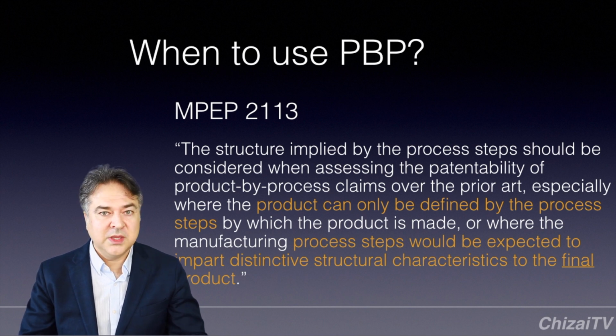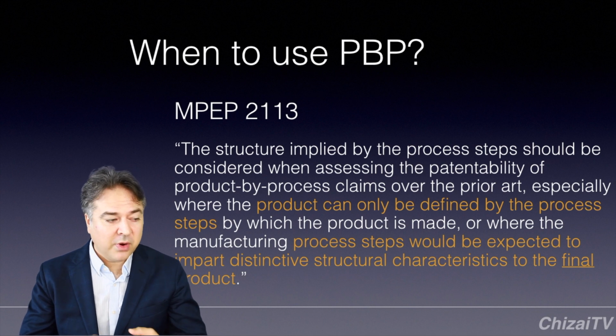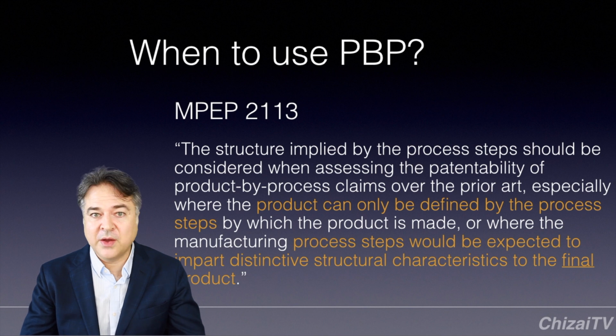Maybe you don't know the exact structure or the mechanism of how the compound works, but you can make and use it. So in that case, product by process would be very useful because you can't describe the compound any other way or the chemical structure any other way. Another second example is where the manufacturing process steps would be expected to impart distinctive structural characteristics to the final product. So an example here would be if you have a step of grinding or a step of polishing.